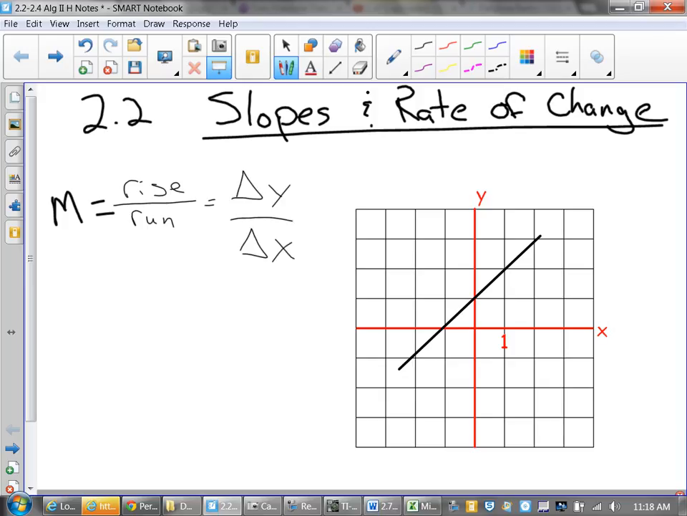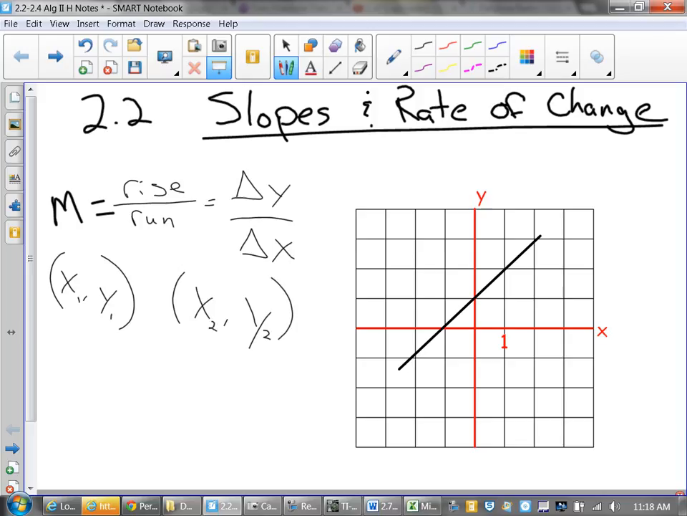What does that mean? It's change in y over change in x. Perfect. Change in y over change in x. Delta is the Greek symbol for change. When you're dealing with slopes, remember you're dealing with a set of ordered pairs. You've got two sets of x, y coordinates. First set of x and y's, second set of x and y's.